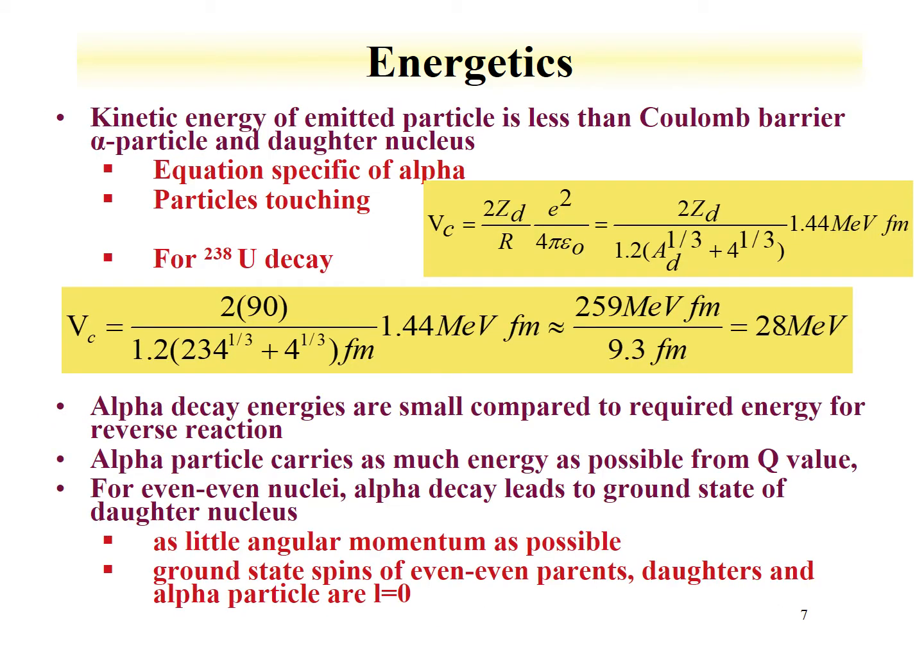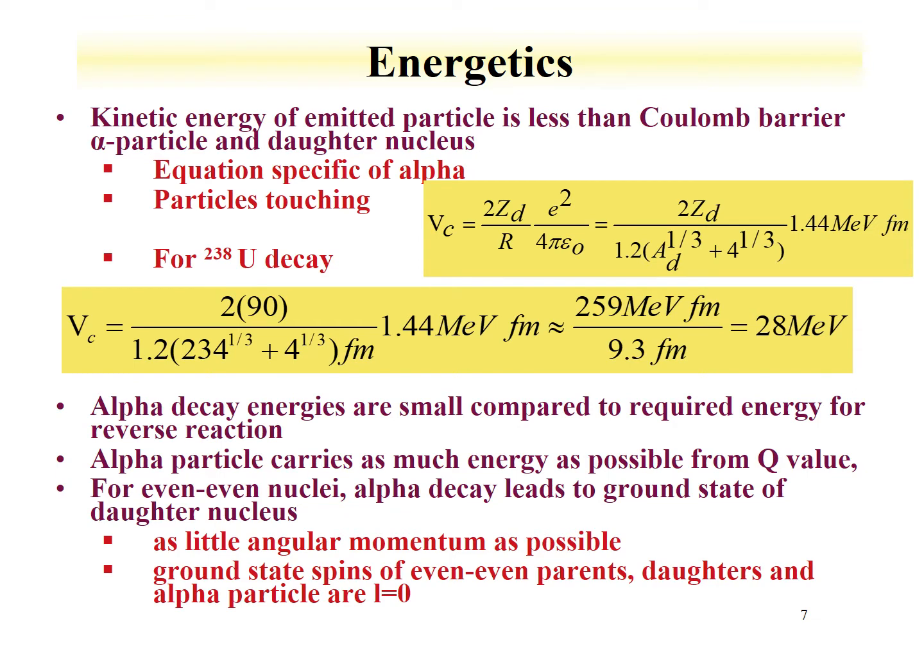One interesting observation about these energetics is that the alpha particle energy is often less, and often far less, than the Coulomb barrier of the alpha particle and the daughter. In other words, the energy that it takes for an alpha particle to leave the nucleus is often much, much less than the energy needed to push that alpha particle into the daughter to reform the nucleus. And we can evaluate this by evaluating the Coulomb barrier.